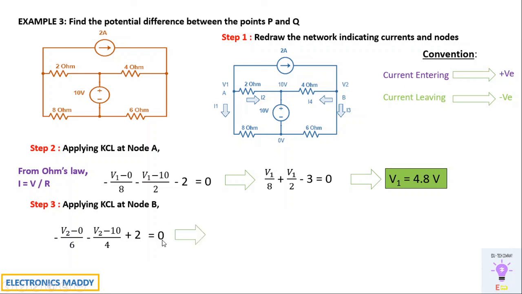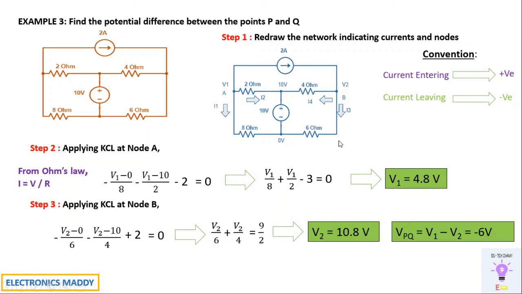Now we will simplify this, and we will get the V2 value directly. So V2 is equal to 10.8 volt. Now the potential difference between these two points, A and B, is the question. So we'll find it as the difference between V1 and V2. V1 minus V2 will give you the potential difference, which is minus 6 volt.